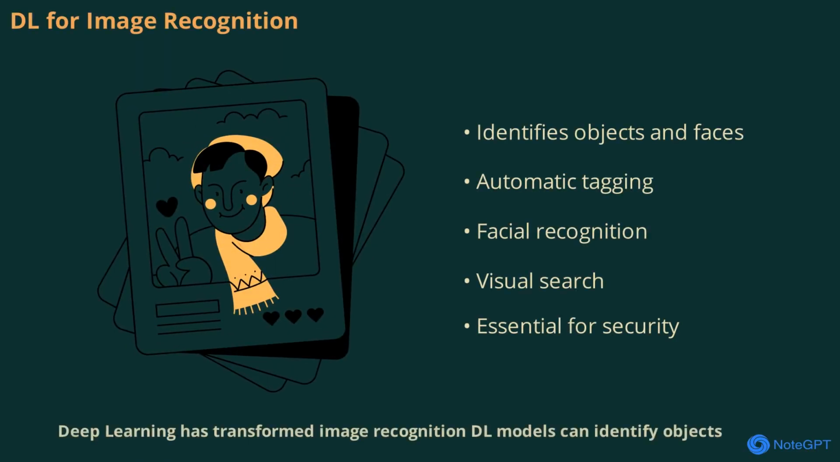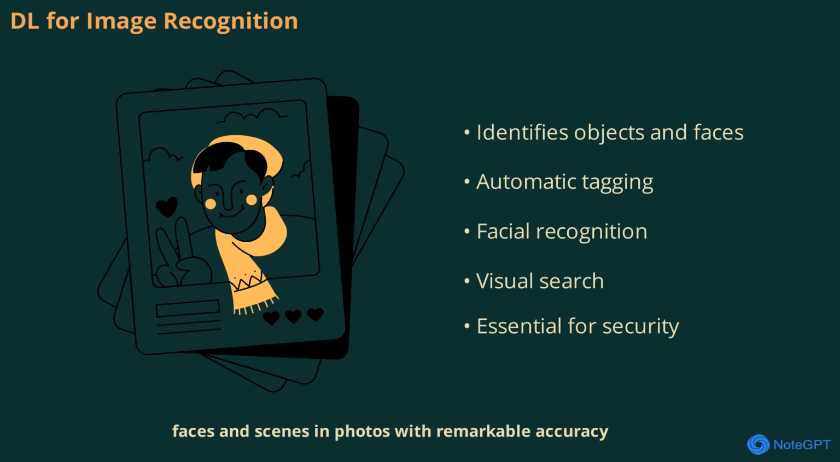Deep learning has transformed image recognition. DL models can identify objects, faces, and scenes in photos with remarkable accuracy. This technology powers features like automatic tagging, facial recognition, and visual search. By processing raw image data through multiple neural network layers, DL systems learn to detect even the most subtle features. This capability is essential for applications in security, social media, and healthcare.